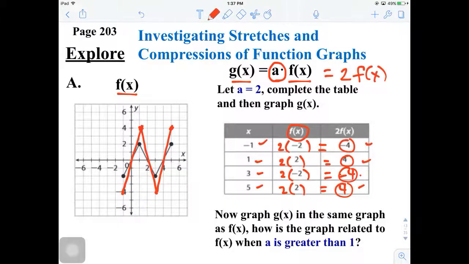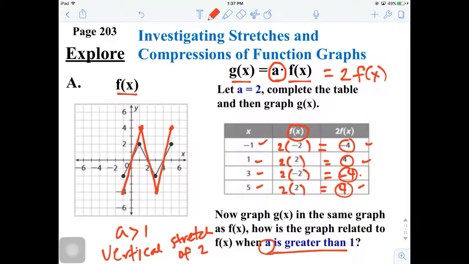So now we can conclude from looking at the graph that when the number a, which is in front of the f of x function, is greater than 1, so when a is greater than 1, we are going to have a what? What did we say it was? A vertical stretch. And we say that there is a vertical stretch factor of 2. Okay, so vertical stretch factor of 2. And that is the effect that a number in front of an equation would have on the graph.